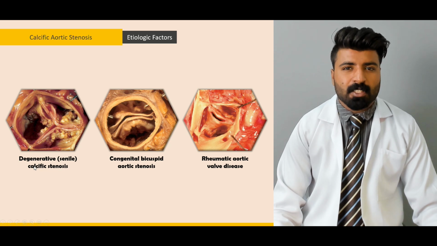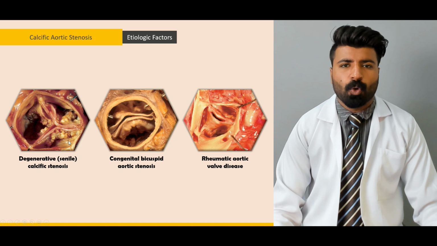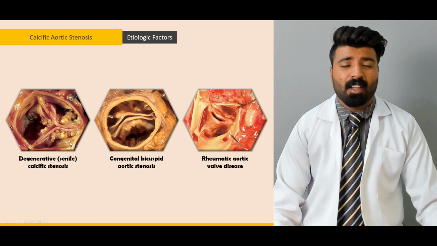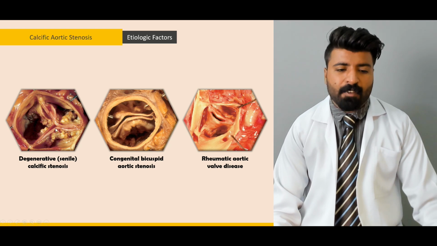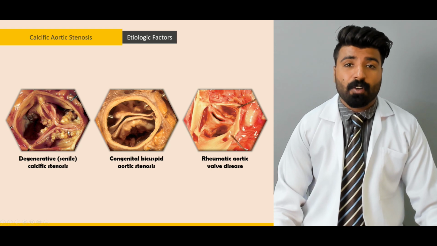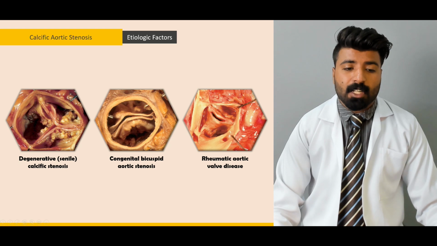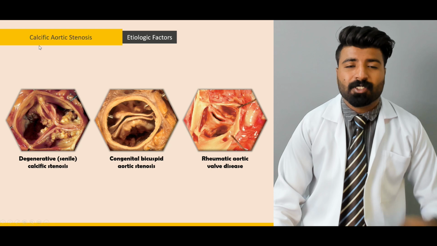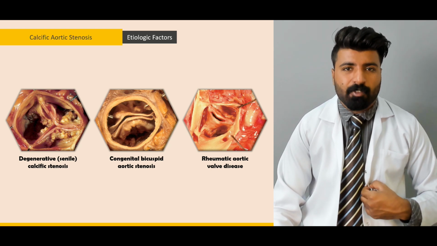In degenerative calcific aortic stenosis, what happens is that the valve has 3 leaflets and was normal, but over the age, due to senile factors, due to this age factor at a later age in life, calcium deposits are there, but the commissures are not fused. The commissures have not fused, but calcium has been deposited throughout this life, and this led to calcific aortic stenosis. It has not happened because of any pathology, but because of senile reasons.